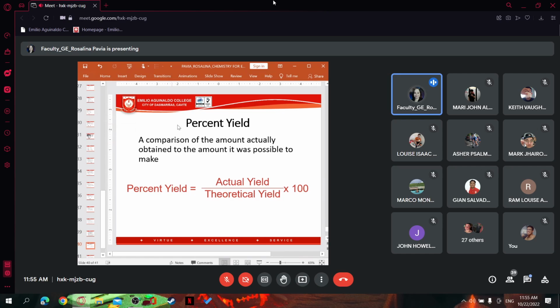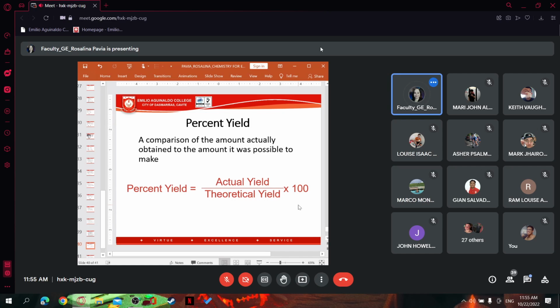So, the percent yield is the comparison of the amount actually obtained to the amount it was possible to make. So percent yield is equal to actual yield over theoretical yield times 100. Here, you will be able to determine the amount of reactant which is in excess. You will be able also to determine the amount of reagent that limits the reaction.